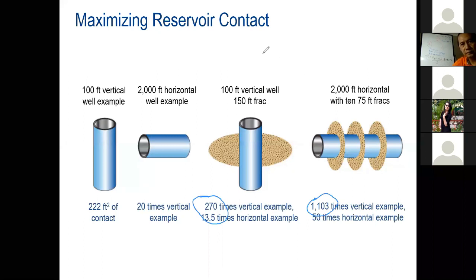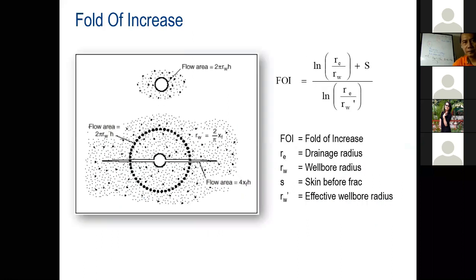Continue there. Fold of increase is the production after divided by production before. So this is the equation for it. RE is the reservoir radius, RW is the wellbore radius plus skin. Divided by, if you look at this here at the bottom, is RW apparent, which is the half length as well, because the half length is acting as a new wellbore radius, right?